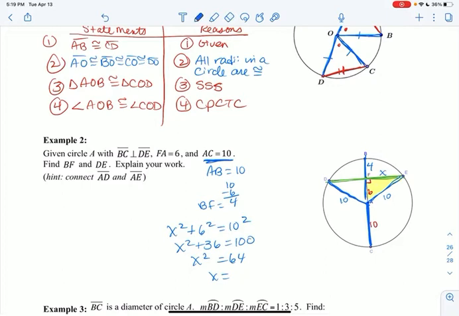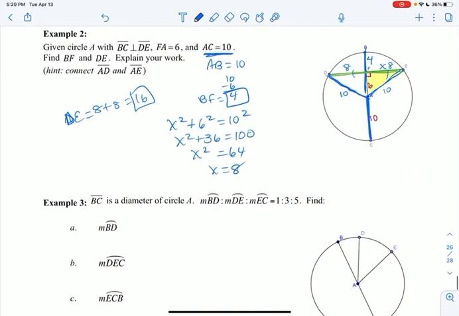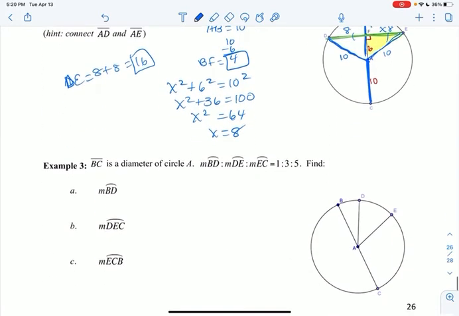Well, this side over here is also 8, because it's the same right triangle, or if you remember, when you have a radius and a chord and they're perpendicular, it cuts that in half. So DE equals 8 plus 8, which is 16. Okay, so those are the two questions that they wanted me to answer. DE is 16 and BF is 4. One last problem, and then we're just going to practice tomorrow.